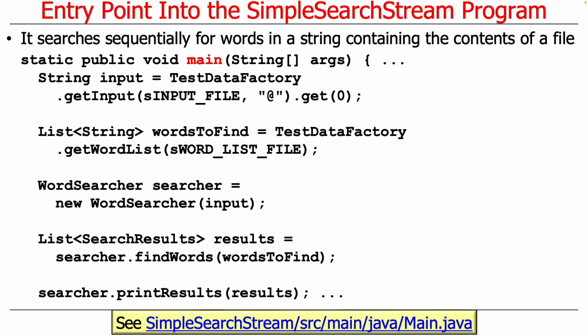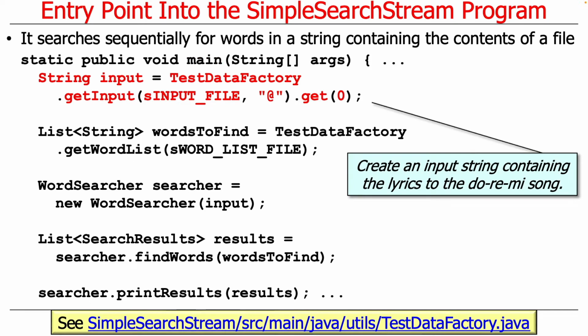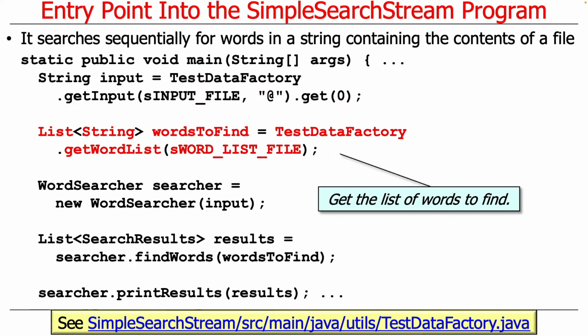In this particular example, we start out by using a test data factory file that has a method called getInput, and we're going to give it the input file, which will be the Do, Re, Mi lyrics, and we're going to give it a special symbol, and it's going to create an input string that contains the lyrics to the Do, Re, Mi song. And you can take a look at that. It's kind of an interesting implementation.